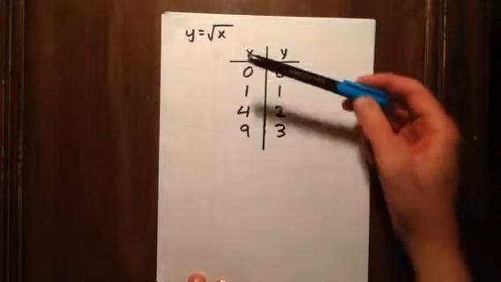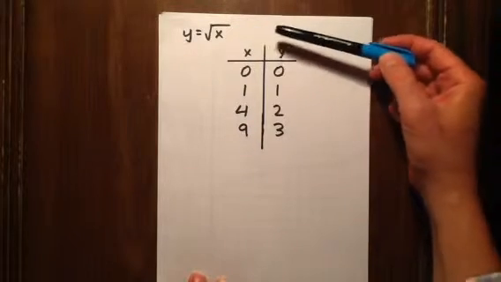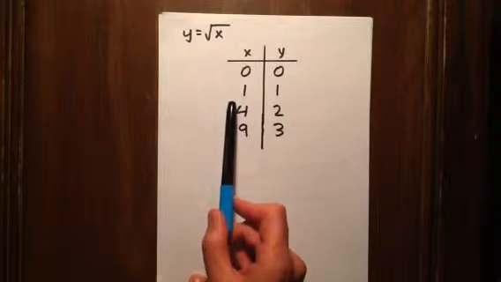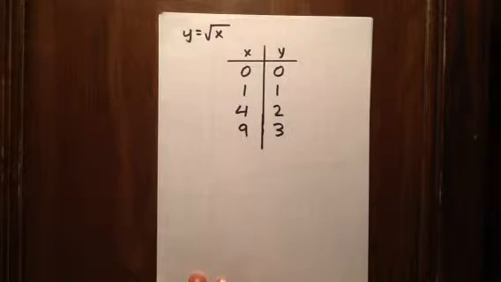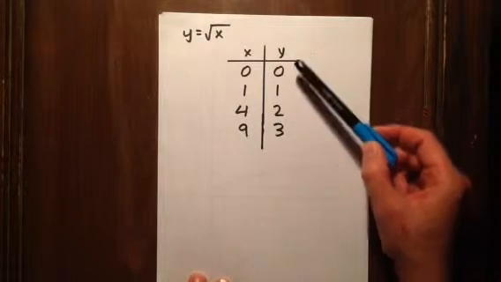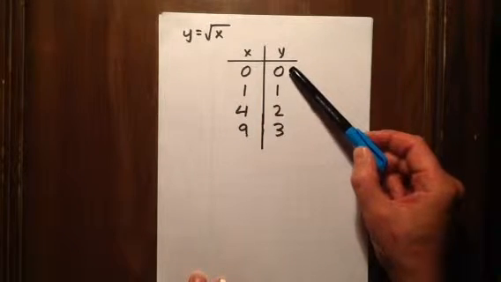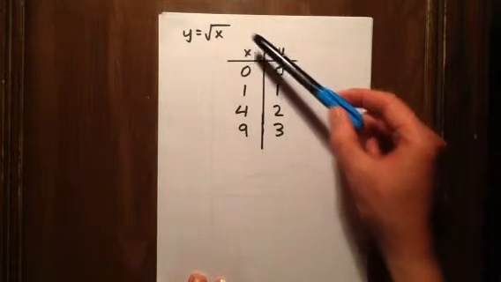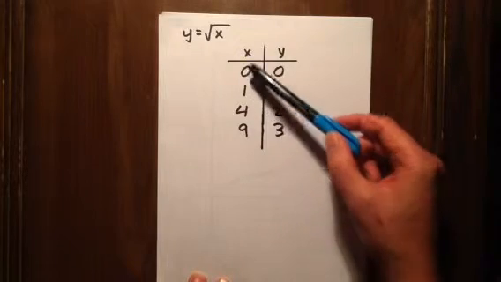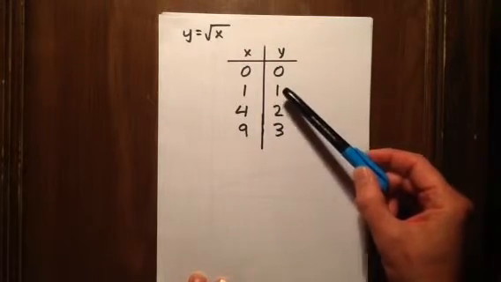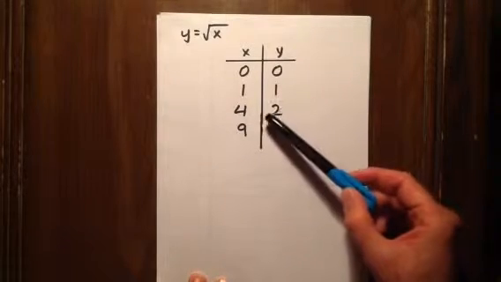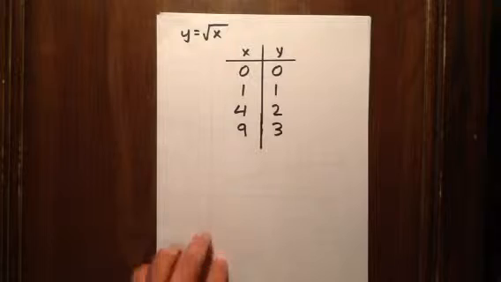Well, we can see that given this rule, we could make a table of values, and we could let x have the values 0, 1, 4, and 9. And if we do that, then y would have the corresponding values of 0, 1, 2, and 3. Because if x is 0, y would be the square root of 0, which is 0. If x is 1, y would be the square root of 1, which is 1. If x is 4, y would be the square root of 4, which is 2. And if x was 9, y would be the square root of 9, which is 3.